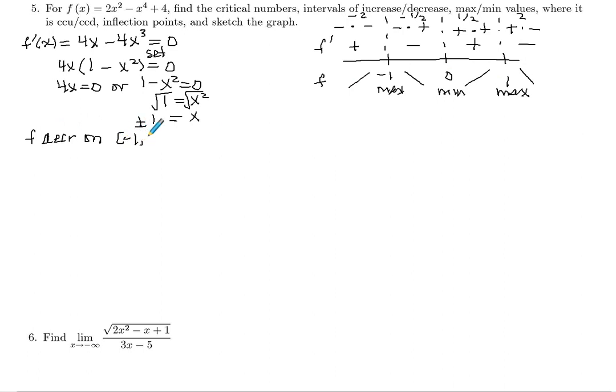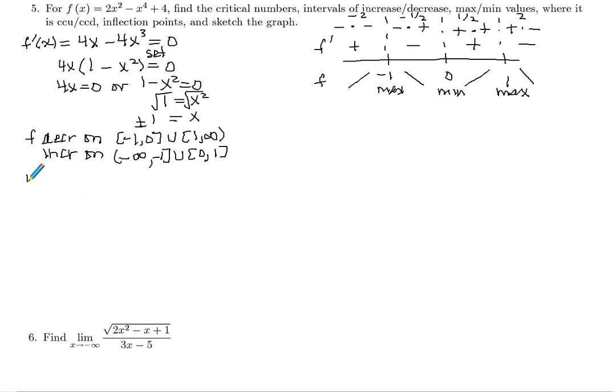So negative 1 to 0, we can close these up because it's a polynomial. Union 1 to infinity. And it's going to be increasing on the other intervals. Negative infinity to negative 1, 0 to 1. And then our max is at 1. I'm sorry, negative 1, well, and 1.